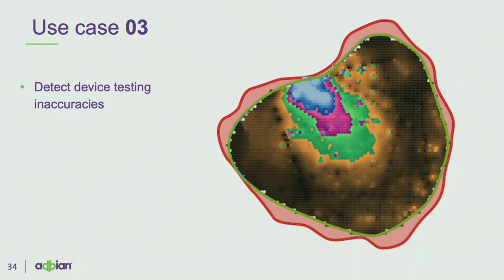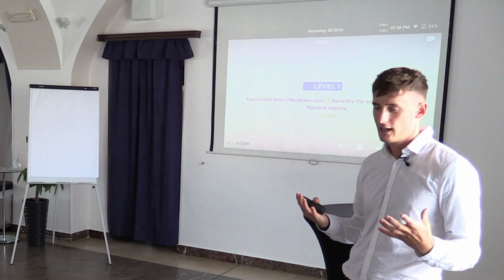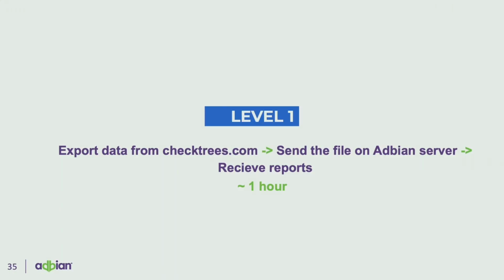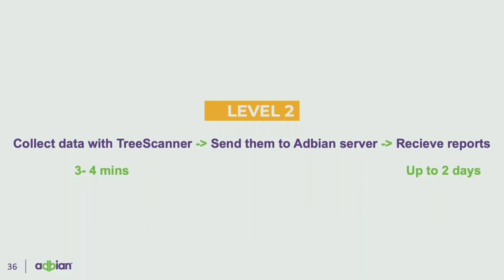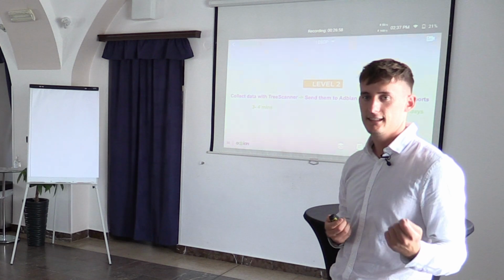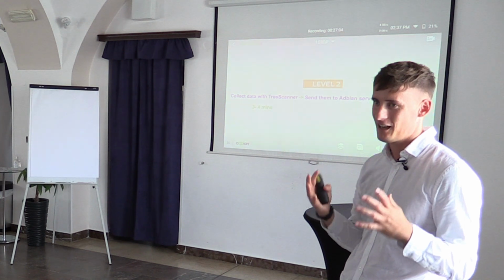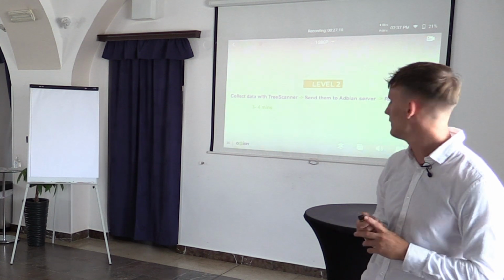How does it work in practice? With level 1, it's only about exporting the large amount of data and sending them over to our database. We calculate it for you and you receive the report in approximately 1 hour. It's all automatic, so there shouldn't be a problem. With level 2, you collect the data with our mobile app. It's called Tree Scanner. It takes you approximately 3 to 4 minutes, and you just send the data over again to our server, and a human has to look at the data and say if it's correct, and you receive the report in up to 2 work days.